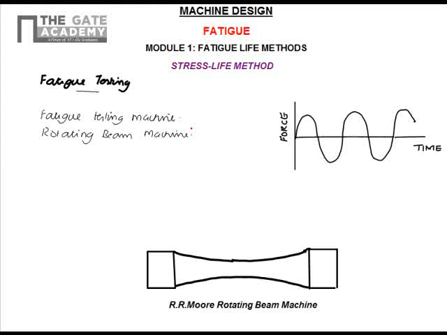Here the rotating beam machine is shown in this figure. Here this beam is rotated at a very high speed, and a constant load is applied at the center. When a load is applied at the center, we know that this is a simply supported beam. So a bending moment is created in the beam, and a stress level is maintained by means of weight hanging from the center. In this testing, a constant bending load is applied.